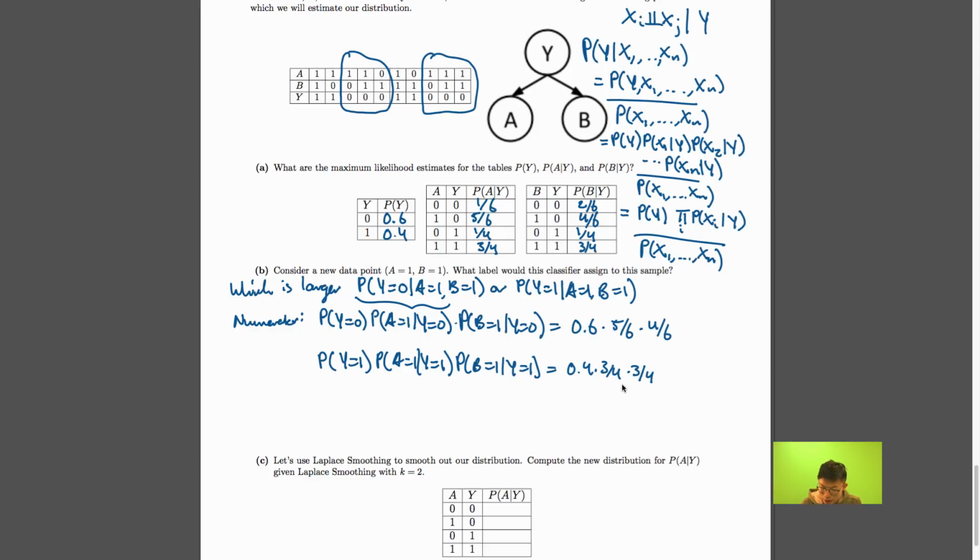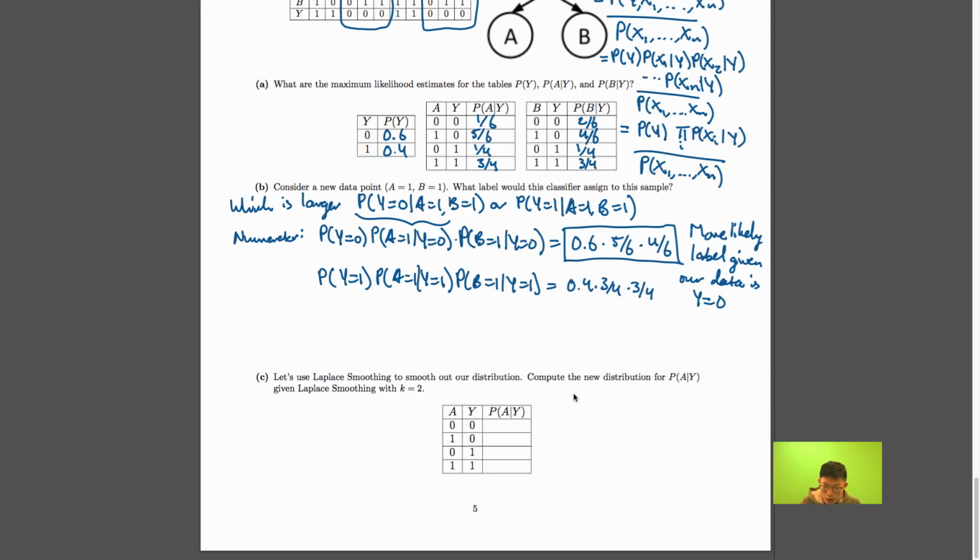Under this scenario, we find that the first value is larger. So we are going to choose to classify our new email as not spam. We're going to say the more likely label given our data is y equals 0.